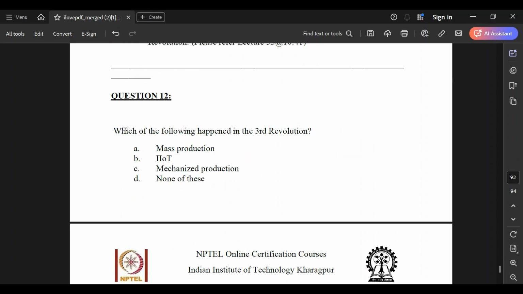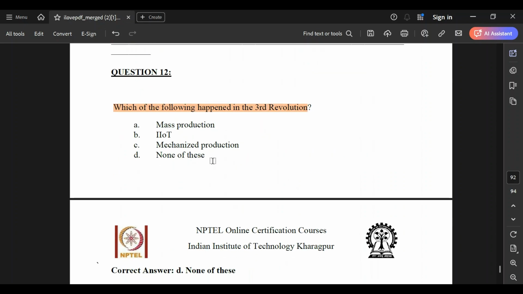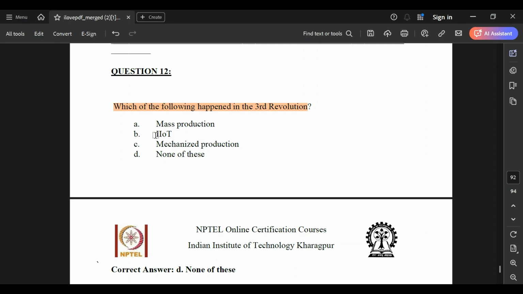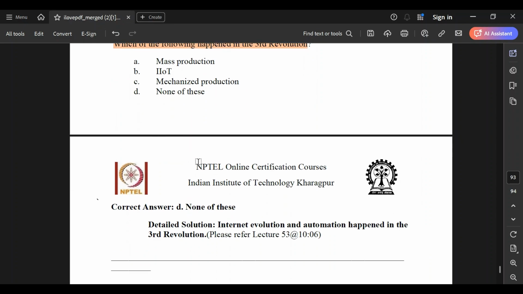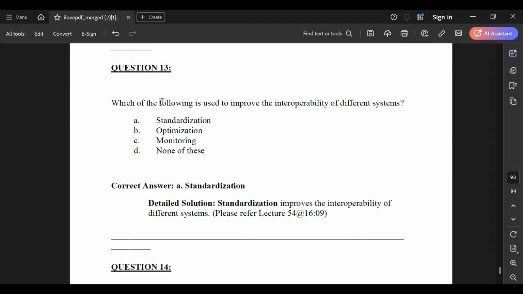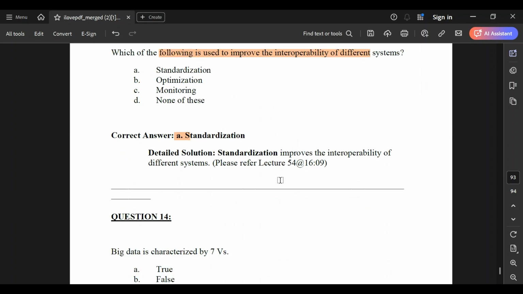Okay, which of the following happened in the third revolution? It is not given out here, but the internet revolution was there and automation happened in the third revolution. Which of the following is used to improve the interoperability of different systems? So standardization is there.